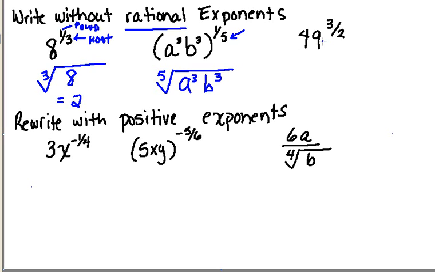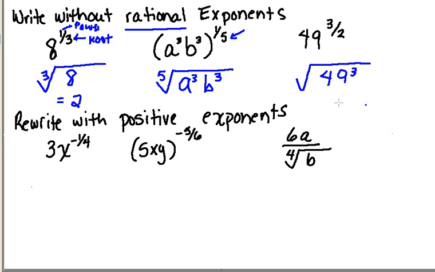Last, let's look at 49 raised to the 3/2 power. Again, the 2 tells me I'm taking a square root. Whenever I take a square root, I do not write any number here as my index, okay? So if there's nothing here, I know I'm taking a square root. And now I'm going to raise 49 to the third power.